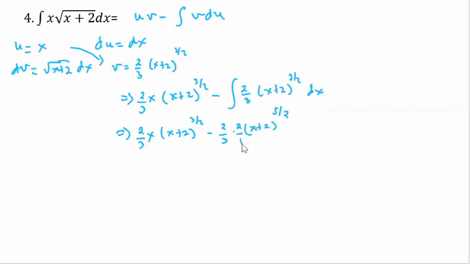It becomes now 2 over 5 and then plus a constant. So simplifying further on the second term, the final answer now will give us 2/3 of x times (x + 2)^(3/2) minus 4/15 times (x + 2)^(5/2) plus a constant. So the final answer now is 2/3 of x times (x + 2)^(3/2) minus 4/15 times (x + 2)^(5/2) plus a constant.